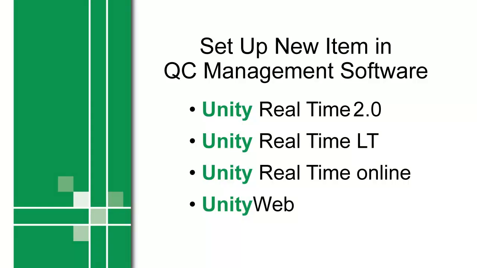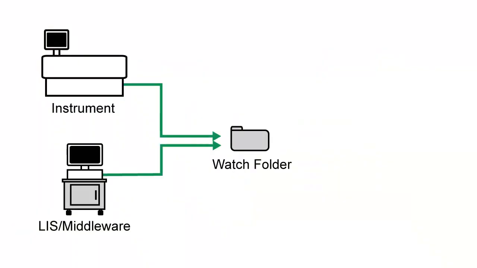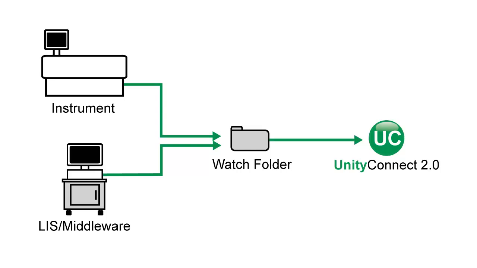Begin by configuring the new item in your Biorad QC management software. Depending on how the Biorad software is configured, the QC data will either automatically flow into the watch folder or you'll save it to the watch folder. UnityConnect 2.0 detects the QC data and begins to transform the file. UnityConnect 2.0 then detects the new code that you need to map.